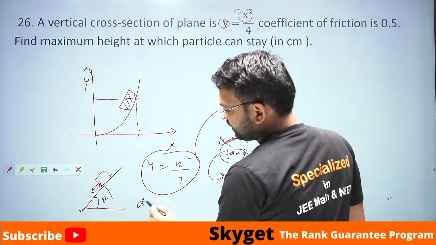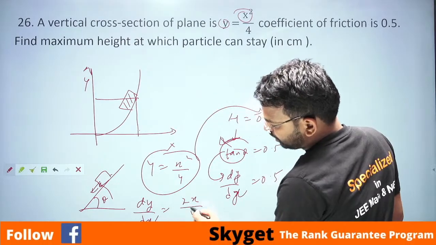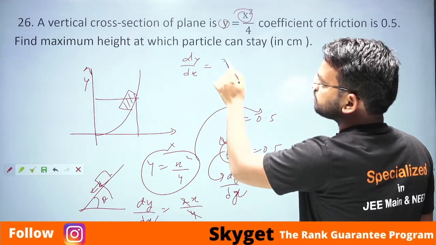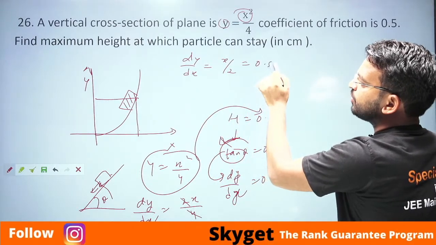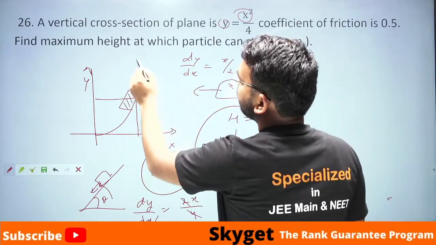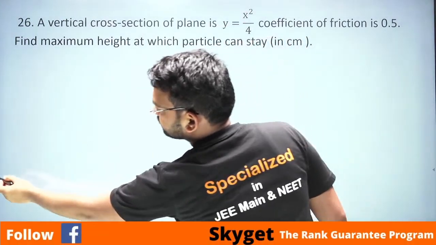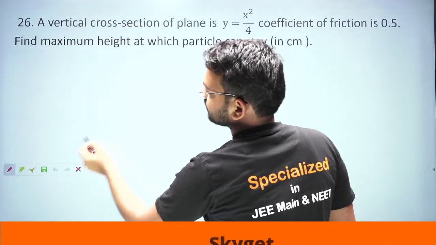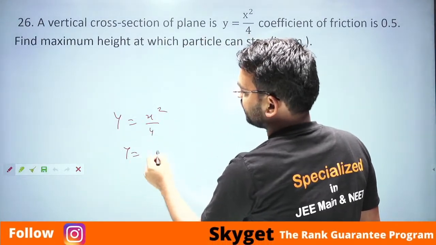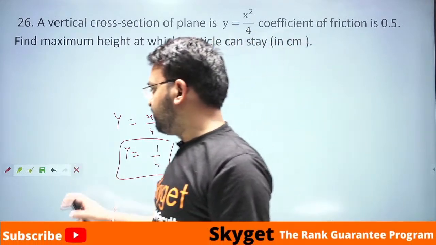If you find dy over dx, it has to be 2 times x over 4, the 2 cancels. So dy over dx is equal to x by 2, which is already equal to 0.5. It means x has to be 1. And when x equals 1, we already know the equation for y, that y is equal to x square by 4. So y has to be 1 by 4. This is the value of y. Simple problem, relation based differentiation and integration.